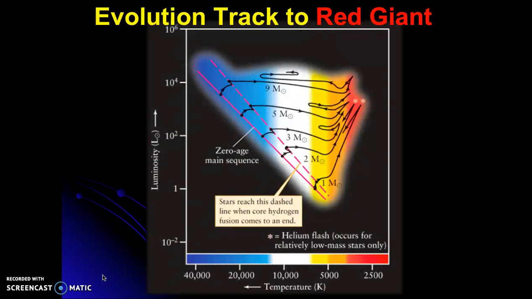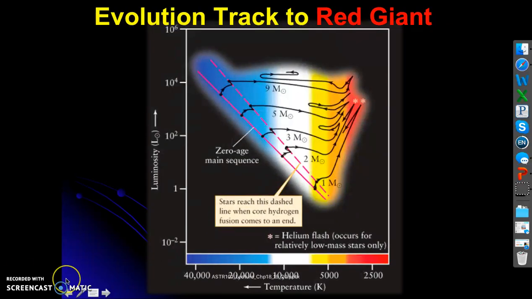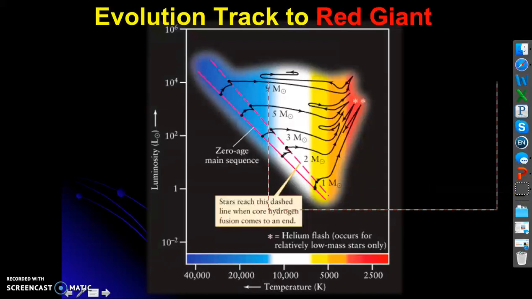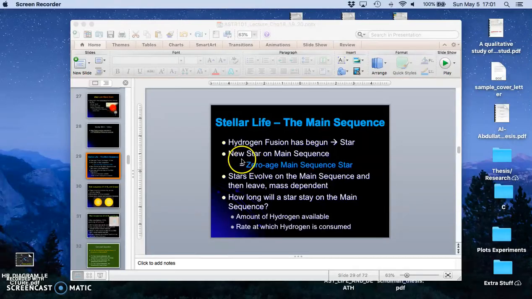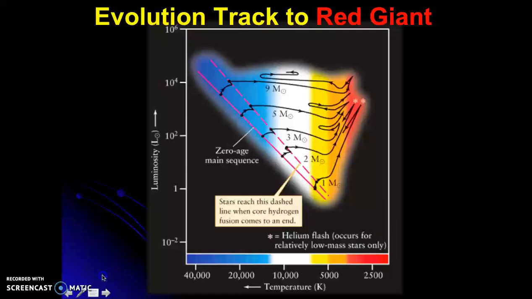So take a look at this evolutionary track of sun-like mass stars to the red giant stage. Sorry, I'm just going to pause. I wasn't sure if my mouse was really showing that.